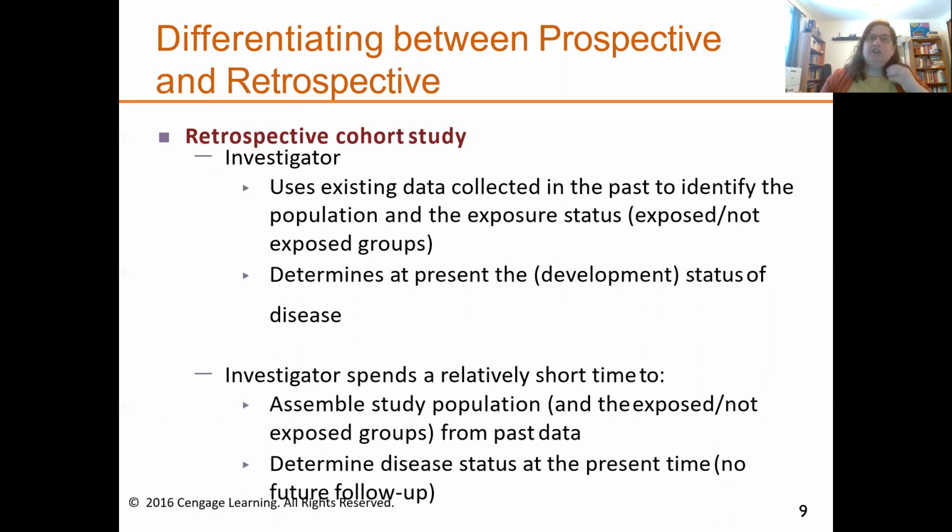Okay, so we're using historical data to see the exposure status, and then we determine now what the status of the disease is. This one's nice because you spend a relatively short time to assemble the study population and the exposed and not exposed groups from the past data, and you determine the disease status at the present time, so there's no future follow-up.